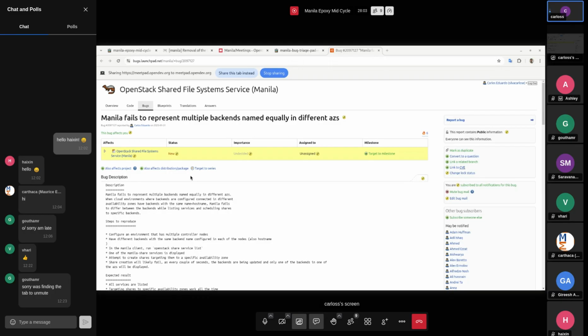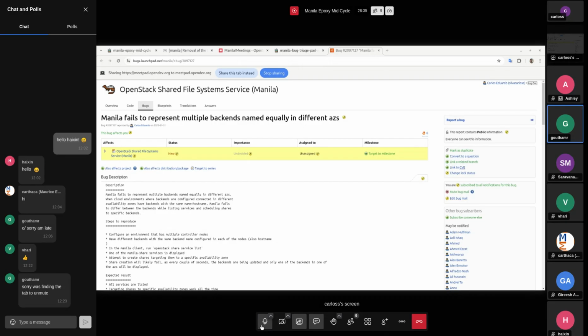So whenever I ran manila service list, only one of the services would be picked up. I haven't identified yet if we are only keeping one of them represented in the database, which would be quite bad, or if we are filtering the query and only returning one when we do service list. I'm not sure if anyone else ran into this before, or if you have any thoughts on this.